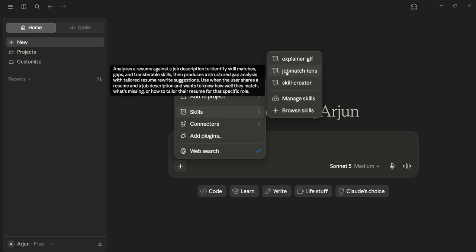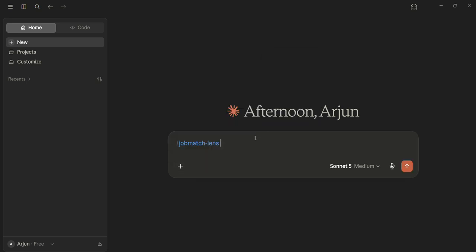It analyzes the resume against the job description to identify the skill matches, gaps, and transferable skills, and so on and so forth, and produces a structured and tailored resume rewrite suggestions report. So without further ado, I'm going to give you a demonstration of how it works.